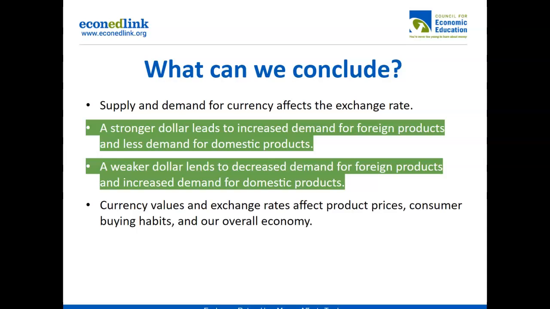A weaker dollar leads to decreased demand for foreign products and an increased demand for domestic products. That is because we cannot afford to buy as much from a foreign country if our dollar is weak. So our currency values and exchange rates in the end affect product prices, consumer buying habits, and our overall economy.